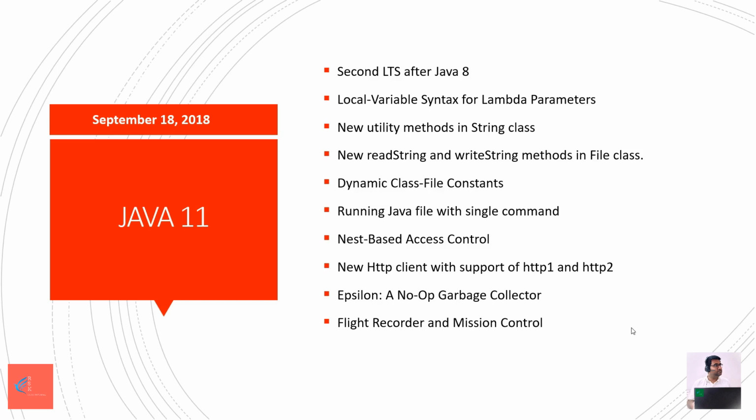Also, it added dynamic class file constants, running Java file with single command, nest-based access control, new HTTP client with support of HTTP1 and HTTP2. It added Epsilon, a no-op garbage collector. It also added flight recorder and mission control. In next video, we will talk about these features in more detail with some examples.